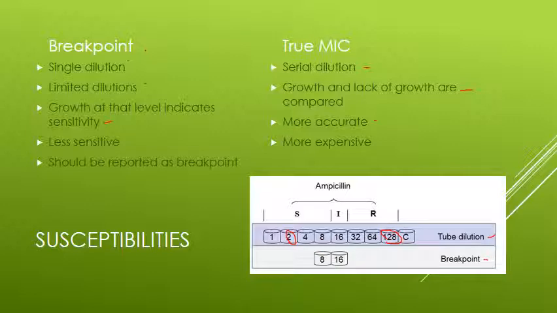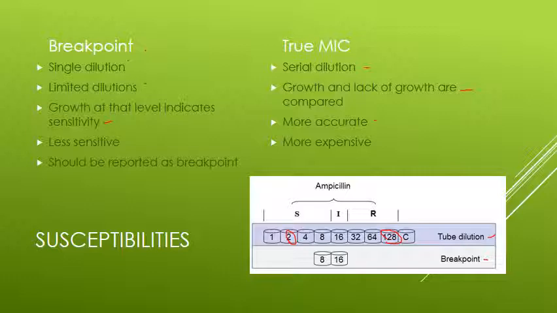No growth at 8, you would record this as sensitive. If it grows at 8, however, then 16 becomes your interpretation, and you say, well, this is intermediate. And if it grows in both of them, you'd say it's resistant. That's how you play this game.